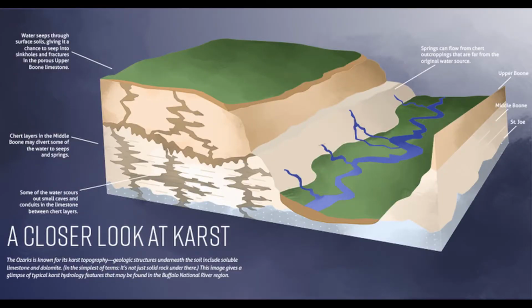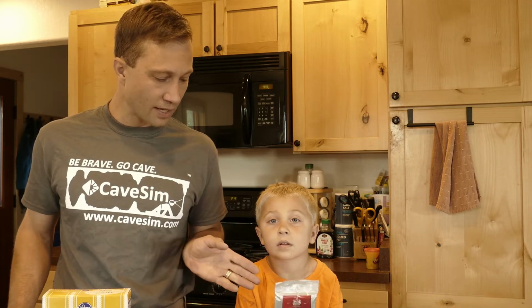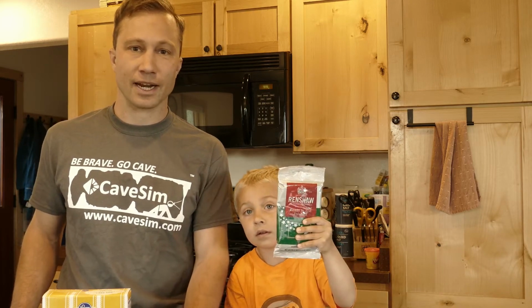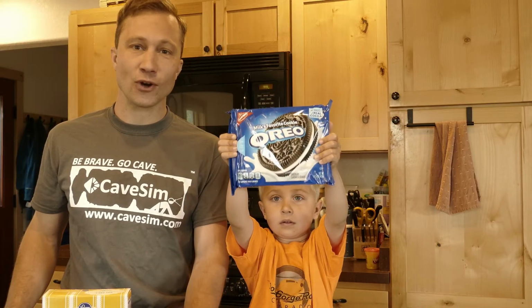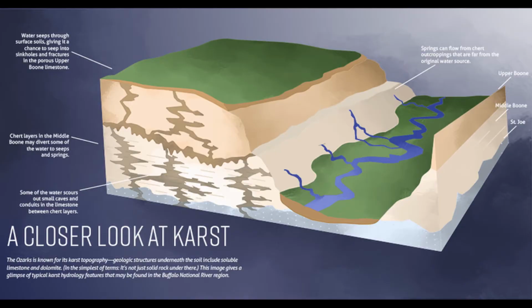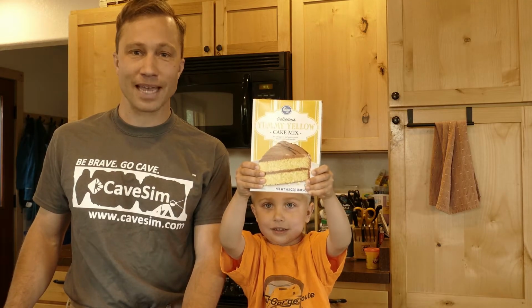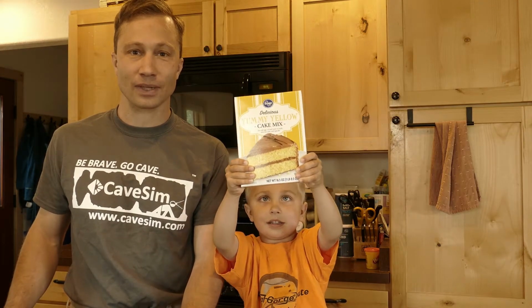look like this. On top, we have grass and other plants, and we're going to use this fondant frosting to represent that layer. Under the plants we have soil, and we'll grind up these Oreo cookies to make the soil. Under the soil we have limestone, and we'll bake a cake using this yellow cake mix to represent the limestone layer. Do you know what kind of rock limestone is?